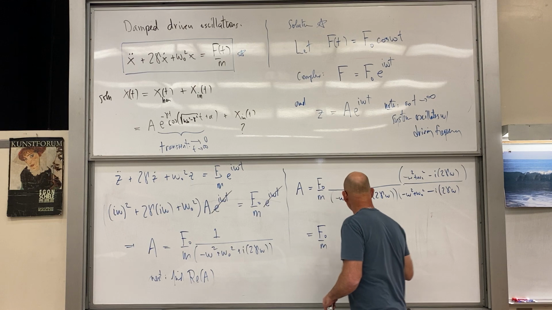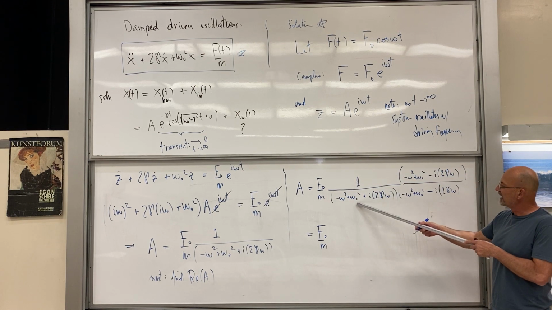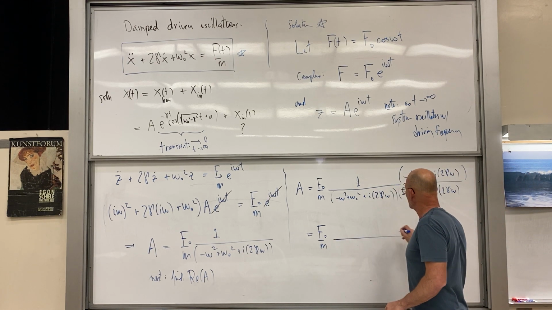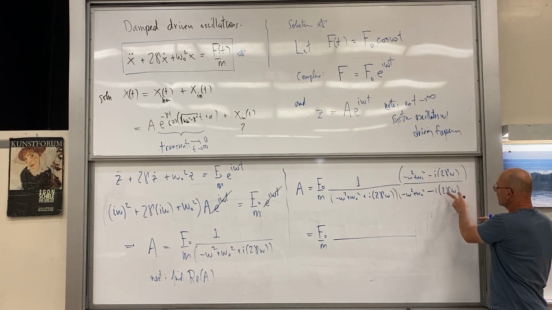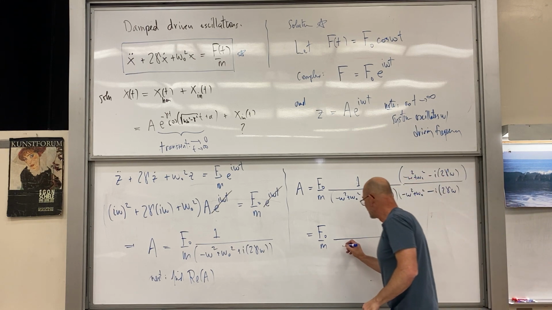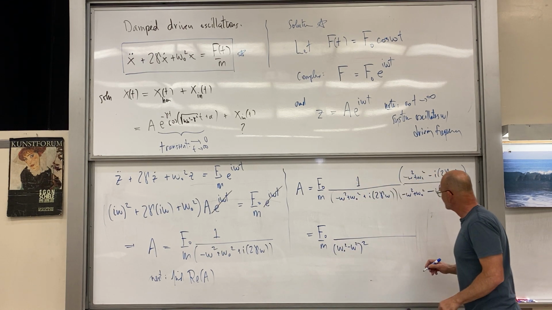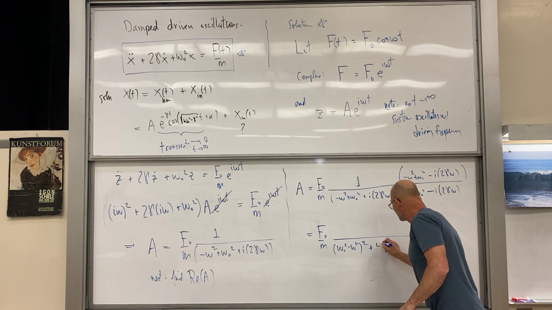F naught over m. So what's our denominator? Our denominator is this expression squared plus that squared there. Cross terms go away, so it's omega naught squared minus omega squared, quantity squared, plus 4 gamma squared omega squared.